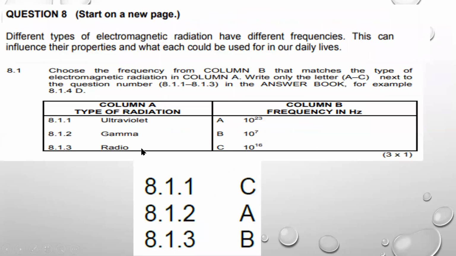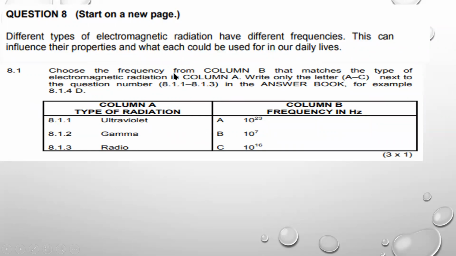Okay, let's see what they ask. Choose the frequency from B and just match this one. How do we know, people? We must just remember our electromagnetic waves. Electromagnetic waves start with radio waves with the lowest frequency, longest wavelength. And then when you go to gamma, gamma is the last one. Gamma has the shortest wavelength but the highest frequency.